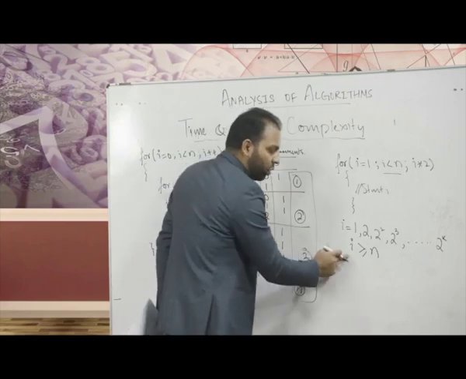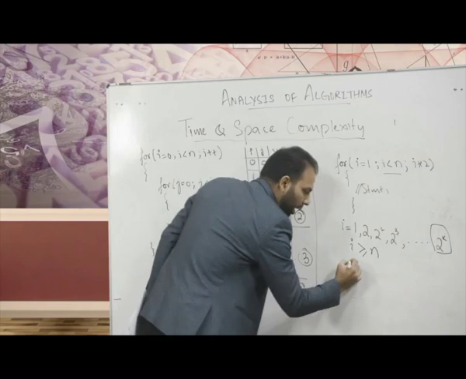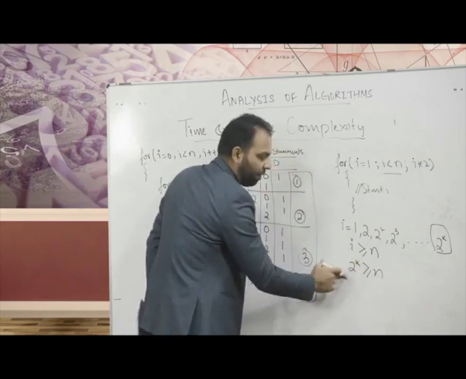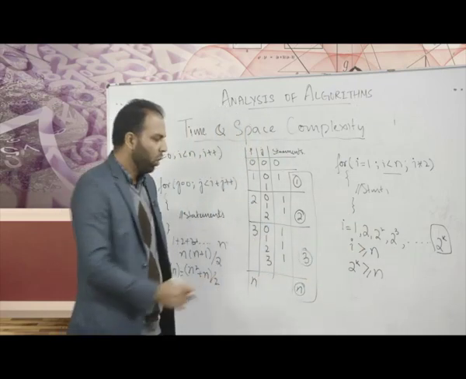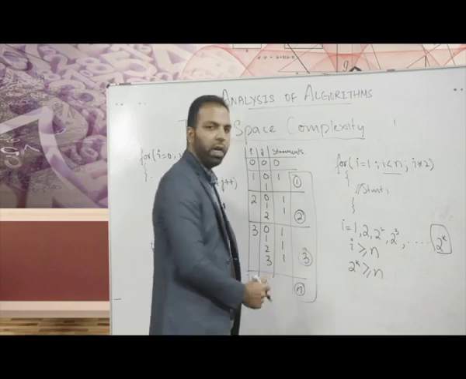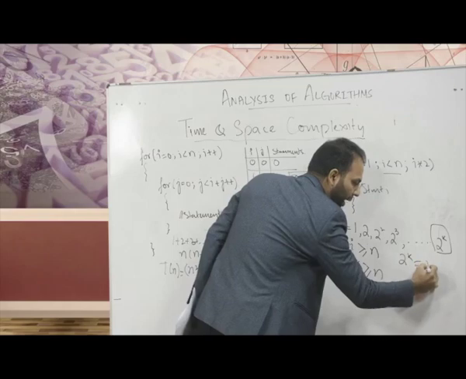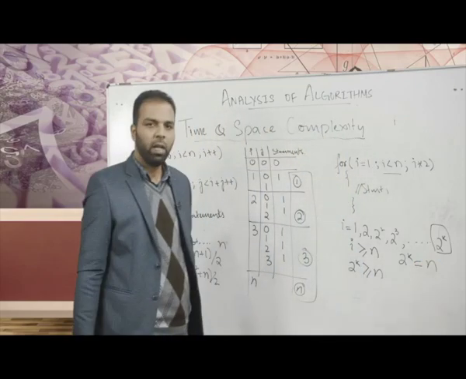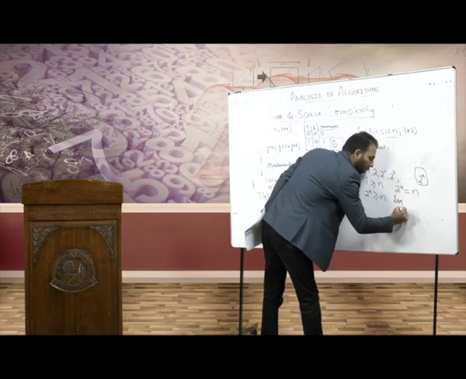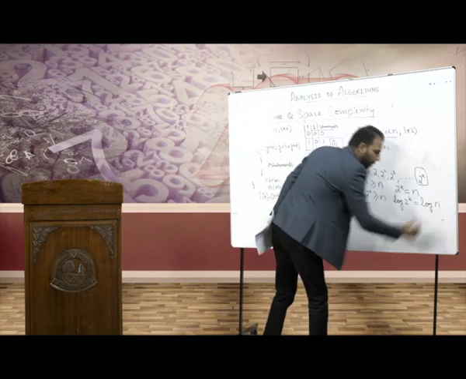So when will this stop? We assume that it will go up to 2 raised to the power k. So that means 2 raised to the power k will be greater than or equal to n, because at that time i will be equal to 2 raised to the power k. Fine. So we will leave aside the greater than sign and only take the base condition, that is equal to. So 2 raised to the power k will be equal to n. Fine. So if we take log on both sides, it will be log of 2 raised to the power k equal to log of n.